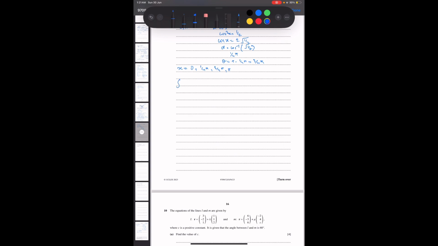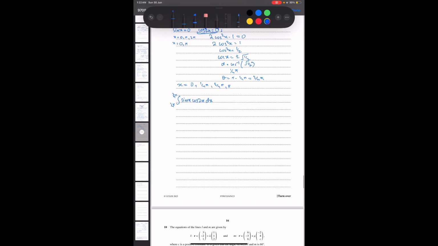So now we're going to integrate sine x cos 2x with respect to x within the limits 3 upon 4 pi and 1 upon 4 pi to find the area of R. Right, so now we can do it by integration by parts, or we can do it by substitution also, but in that case we will have to make a substitution ourselves. So I'm just going to go with integration by parts, right?